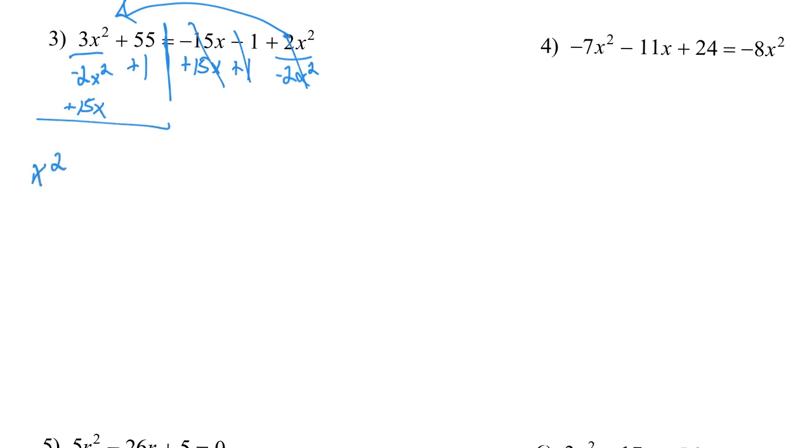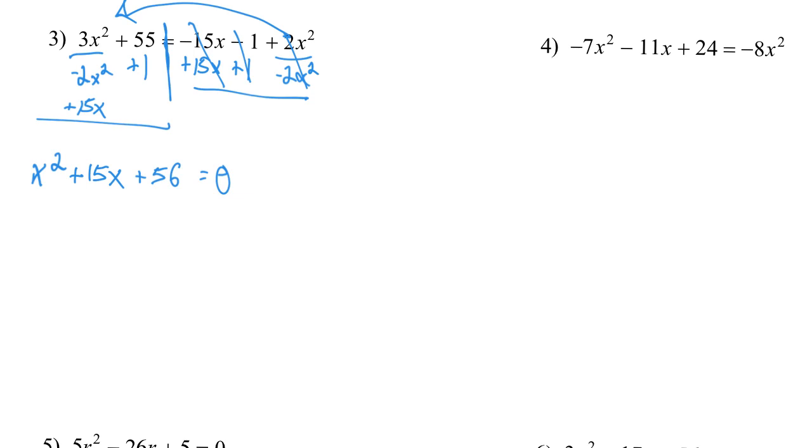Then we have 15x. There's not another x term. Right? When you look at all of these terms, the only x term is that 15x. So it's just going to drop down. So we have plus 15x. Then we're going to add our numbers together. 55 plus 1 is going to leave us with 56. And now all of the terms on the right-hand side are gone, so we have equal 0. Then go ahead and factor and solve from there.